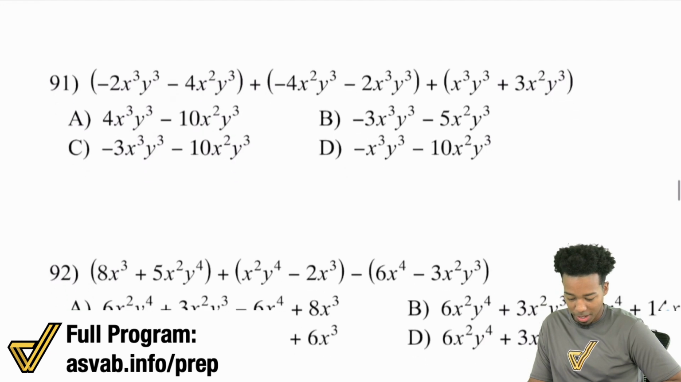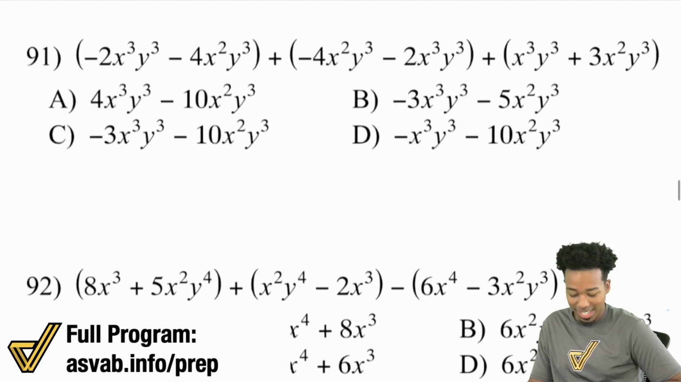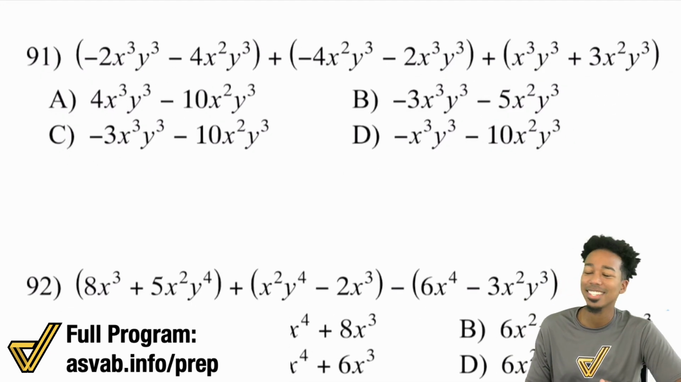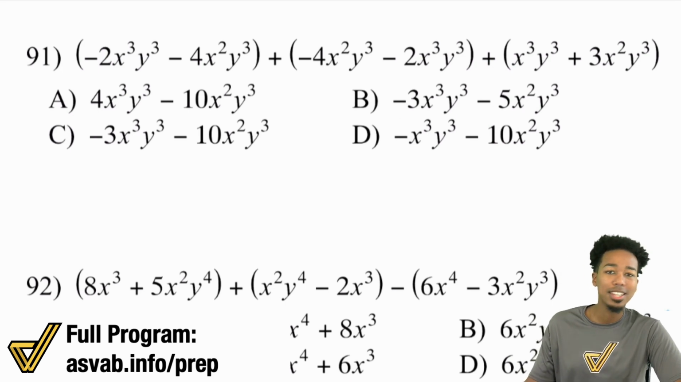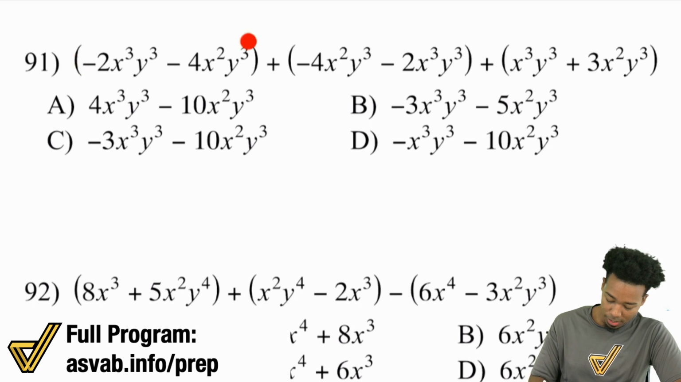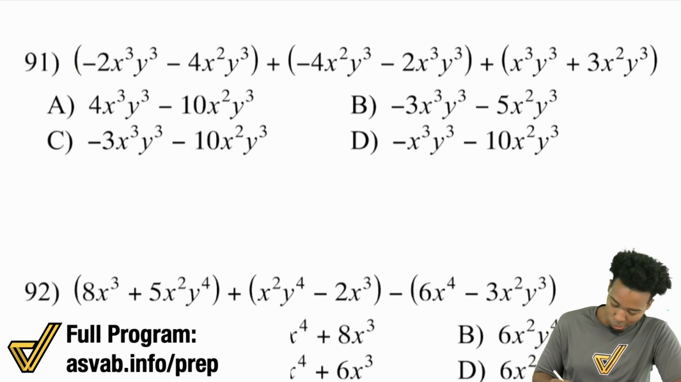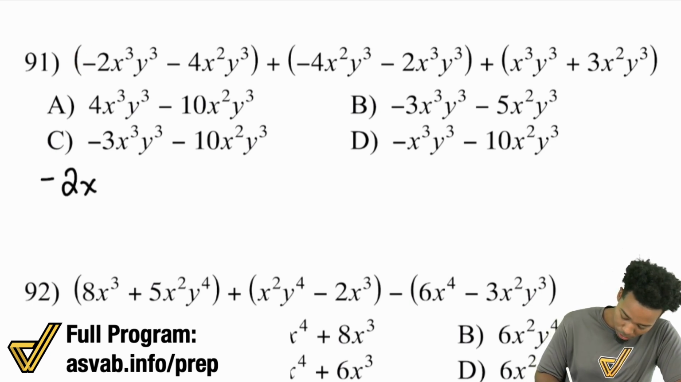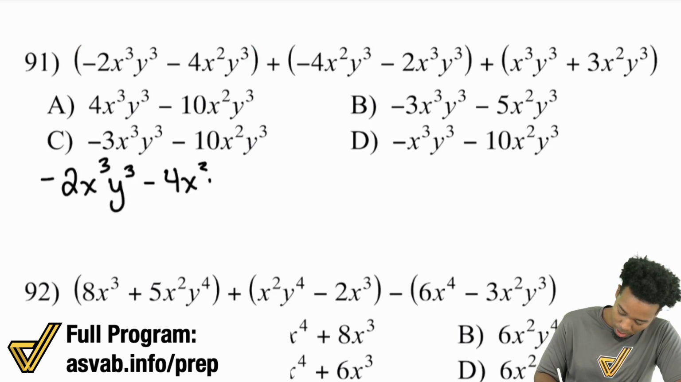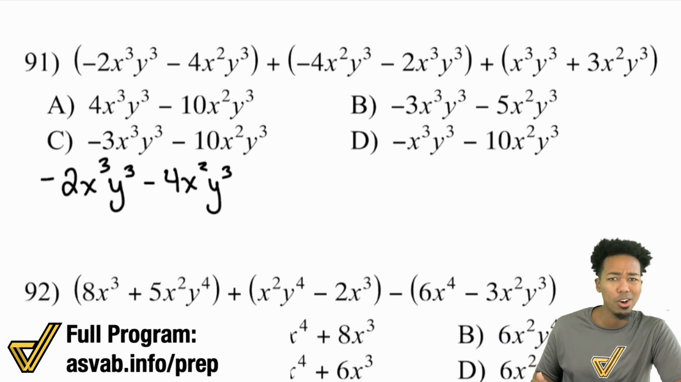And this one looks complicated, right? Because now we have 3 sets of terms. It's going to look crazy. It's going to absolutely look crazy, but it's really not as complicated as you might think. Notice how we have nothing in front of this parentheses, so I can just rewrite it, no problem. Negative 2x cubed y cubed minus 4x squared y cubed. No problem at all there, right?